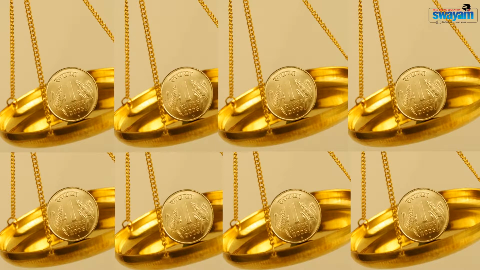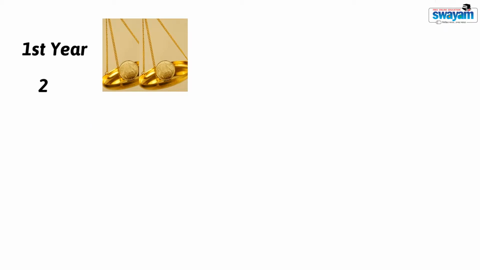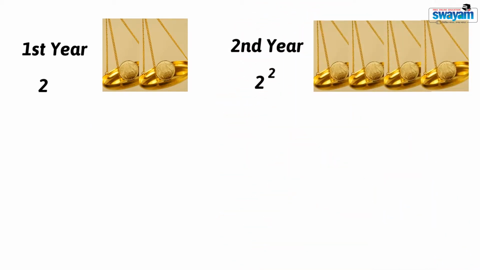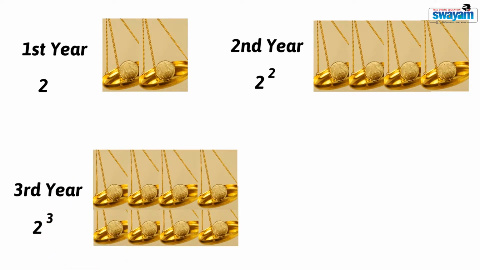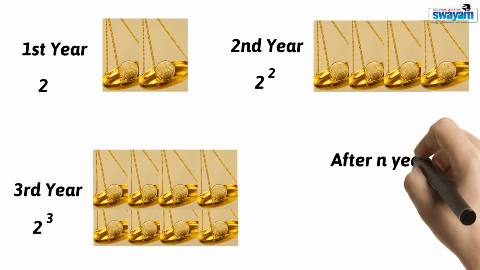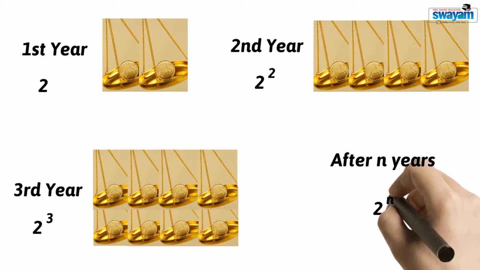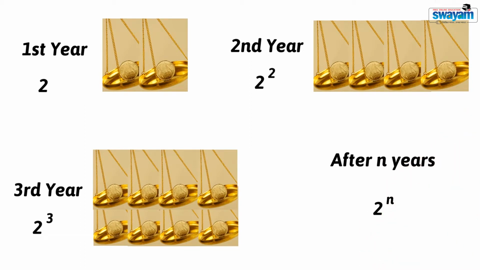Can you think of a mathematical expression for this increasing value of your money? You can express this increase in value in terms of the power of 2. First year it is 2, second year it is 2 squared, that is 4, and third year it is 2 cubed, that is 8. So if you want to find out the amount of money you will have after n years, when your money doubles every year, you can use the formula 2 to the power n.